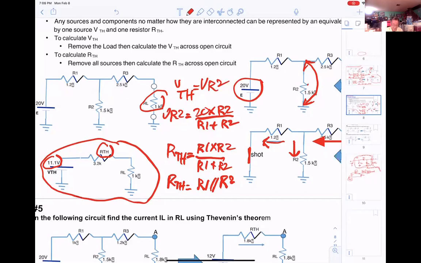Okay? So now from this circuit, you move to this circuit and put an R load back here. If you want to calculate the current, easy, right? You take your VThevenin divided by RThevenin plus RL.